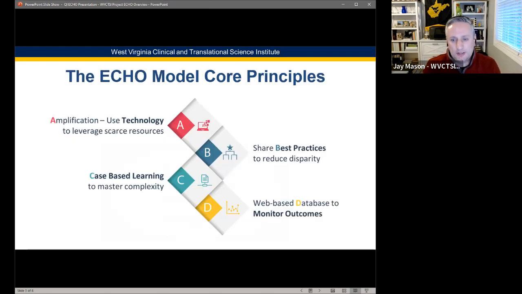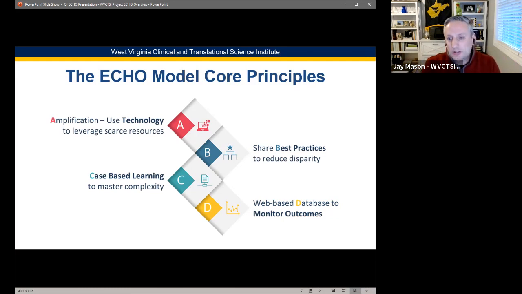There are 4 core principles to ECHO: leveraging technology. Unfortunately, COVID has made us all leverage technology and use Zoom and things like that. So that's kind of a no-brainer now. We don't have to explain that anymore. The next one is shared best practices, and this is a big one. When we are on these ECHO sessions, we know we have the expert team. They're going to give their best practices on what they've done. We also want to hear what the spokes have done in their own setting. What are the best practices from the spoke sites? We can learn just as much from you guys as you can learn from us. So we really want to share best practices both ways.